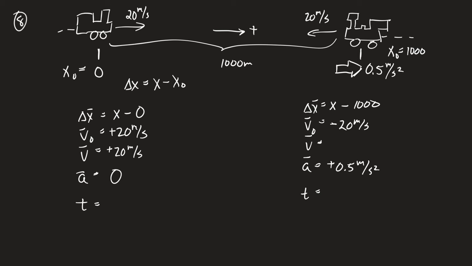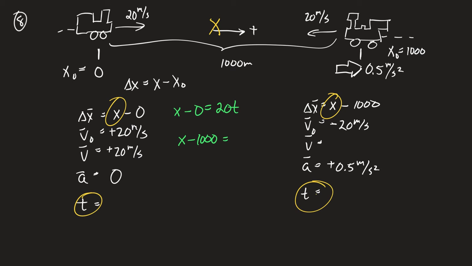The trains are going to meet at some X in the middle. That's the final position, which should be the same for both trains. And they will get there at the same moment in time. So with that being said, the train on the left, X minus 0 equals 20t. The train on the right, X minus 1,000 equals 1/2 a t squared minus 20t.